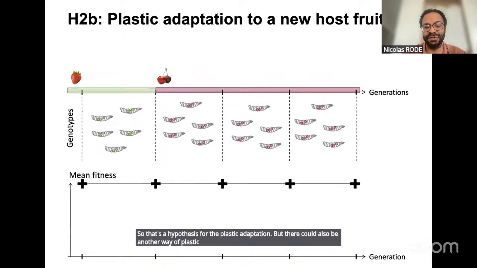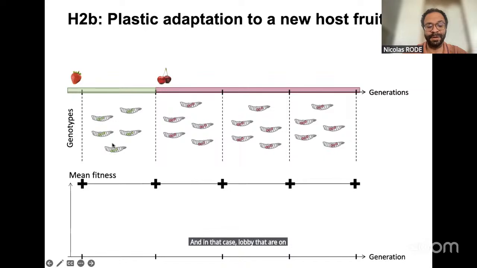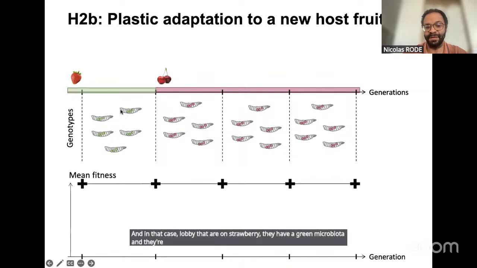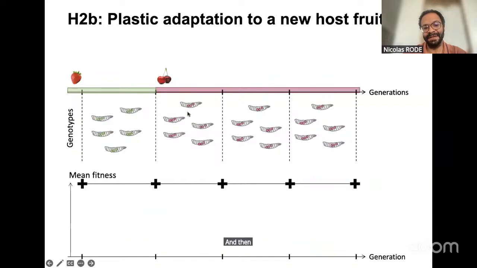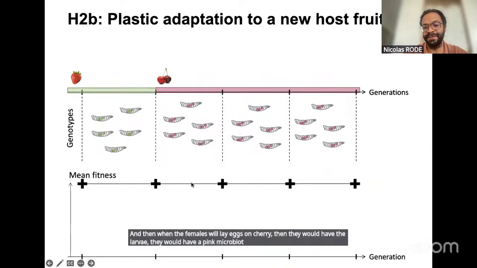In that case, we just have direct transfer, so horizontal transmission of the microbiota from the fruit to the larvae. And in that case, larvae that are on strawberry, they have a green microbiota and they're okay with it. They have a good fitness. And then when the females would lay eggs on cherry, then the larvae would have a pink microbiota, and then they would have a high fitness on cherry.